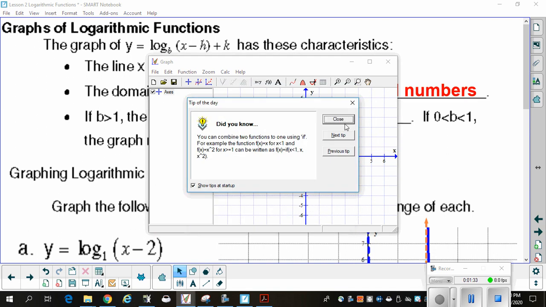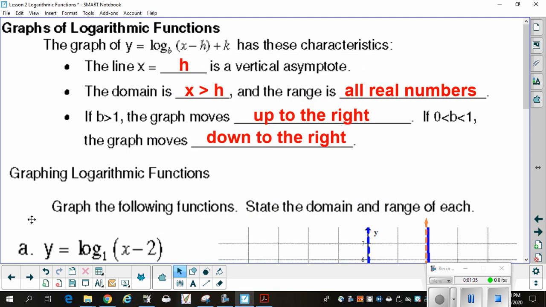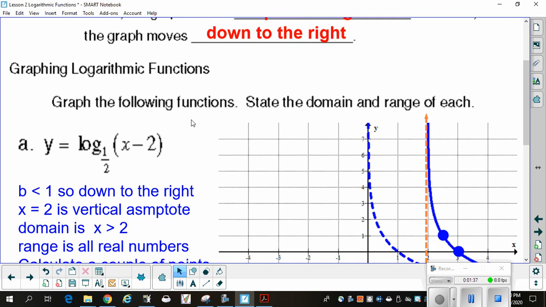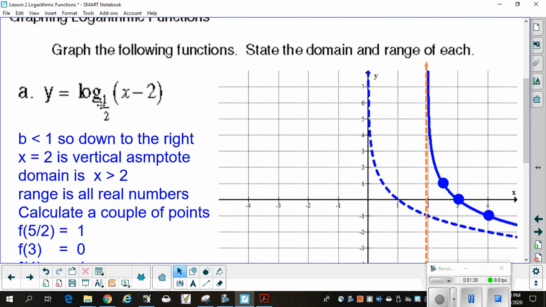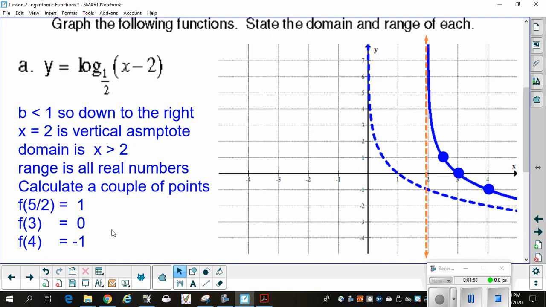Here we have graph the following functions, state the domain and range. And notice that my base, instead of being a value greater than 1, is less than 1. So b is less than 1, so it's going to go down left to right. X equals 2 is the vertical asymptote because it's moved 2 to the right. The domain, x is greater than 2. The range is all real numbers.